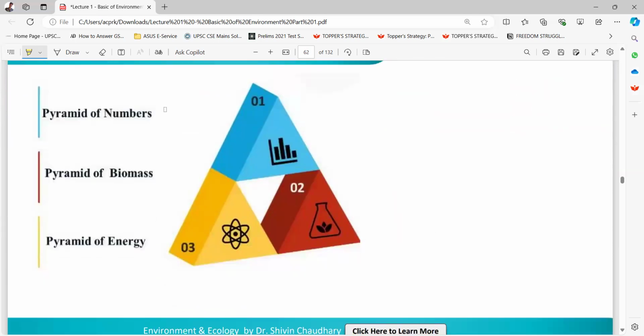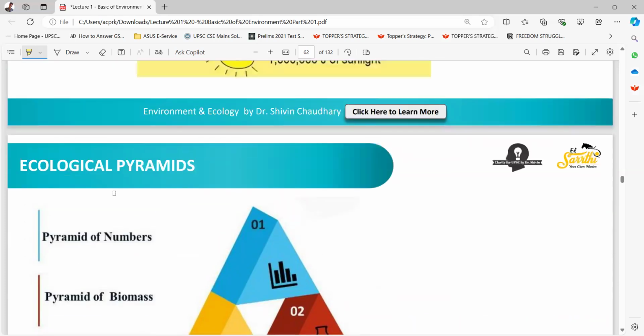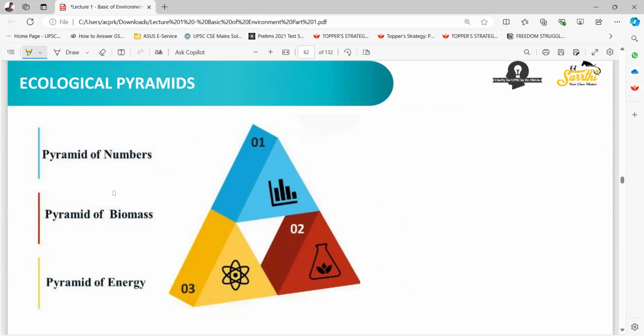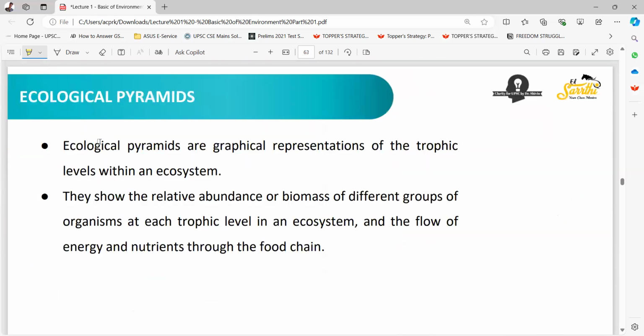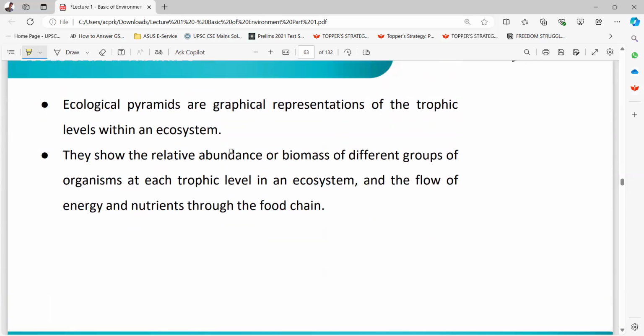Ecological pyramids: pyramid of numbers, pyramid of biomass, pyramid of energy. So there are three ecological pyramids: numbers, biomass, and energy. Ecological pyramids are graphical representations of the trophic levels within an ecosystem. They show the relative abundance or biomass of different groups of organisms at each trophic level in an ecosystem, and the flow of energy and nutrients through the food chain.